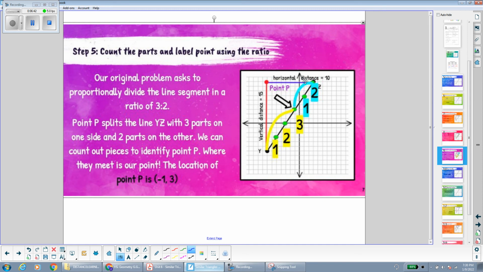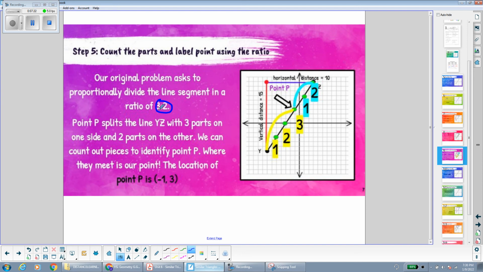Next, what we are going to do is find the point that we were looking for. The question asked us to divide the line segment in a ratio of 3 to 2. That was the ratio that we were given to work with. Point P, which is the point that we're looking for, should split the line segment so that there are 3 parts on one side of the point and 2 parts on the other side of the point.